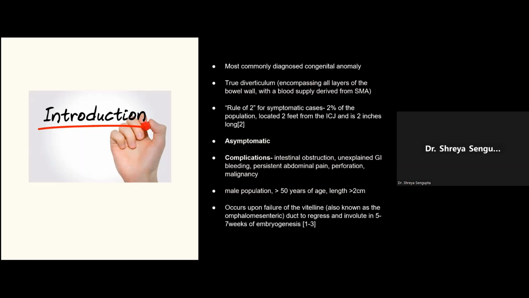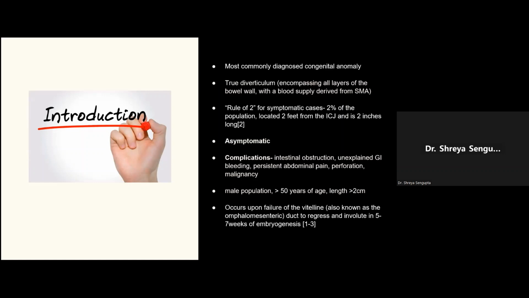Complications arising from Meckel's diverticulum are usually intestinal obstruction or bleeding, undiagnosed abdominal pain, and in acute cases can also lead to perforation and, very rarely, malignancy. Complications are most common in the male population and in the elderly, and the length is more than 2 centimeters when we have the complications.